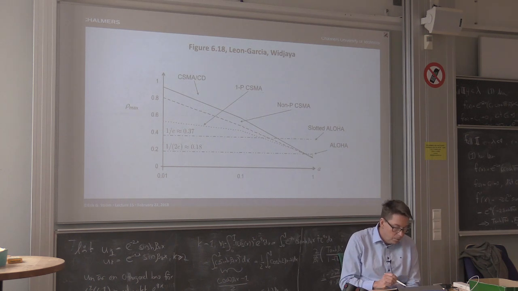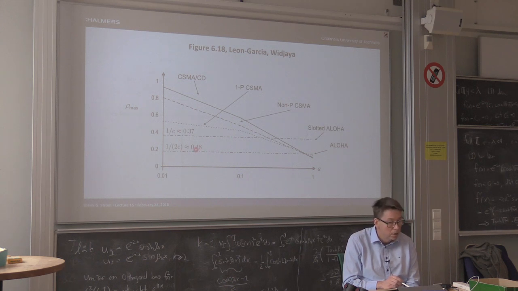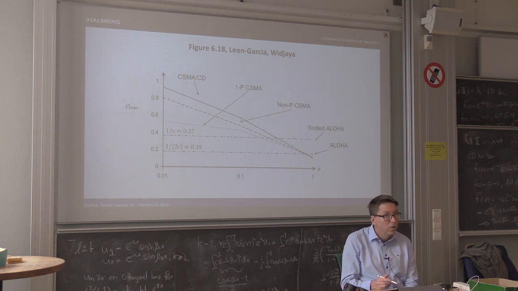So here again, we plot rho max, the maximum load we can have. It can never be more than 1. That's the best we can do. But it can certainly become smaller. So for regular ALOHA, we know that the maximum normalized throughput was 1 over 2e. So it's 18%, something like that. And for slotted ALOHA, we have twice of that. It's 37%.